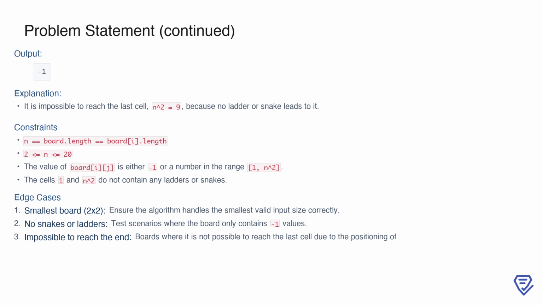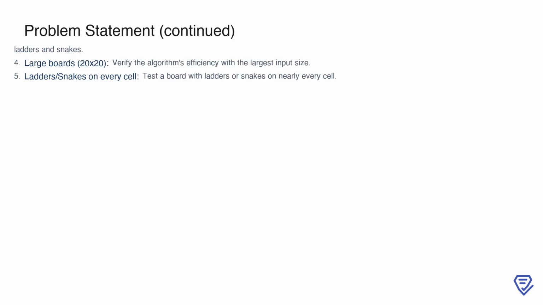Finally, let's discuss some constraints and edge cases to keep in mind while solving this problem. The constraints specify that the board is always square, meaning n == board.length == board[i].length. The size of the board, n, ranges between 2 and 20. The values in the board are either -1 or a number between 1 and n^2, and the first and last cells cannot contain snakes or ladders.